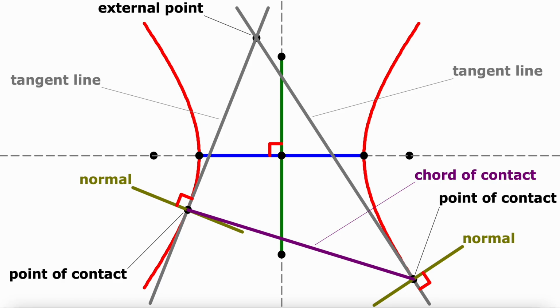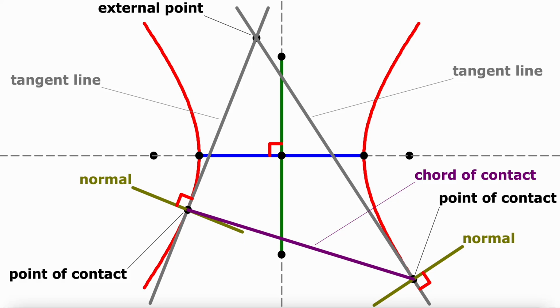A tangent line is a line that touches a hyperbola at exactly 1 point. Unlike secant lines, tangent lines never cross the hyperbola. We can draw infinitely many tangent lines to a hyperbola. However, from an external point, we can draw only 2 tangent lines to it.